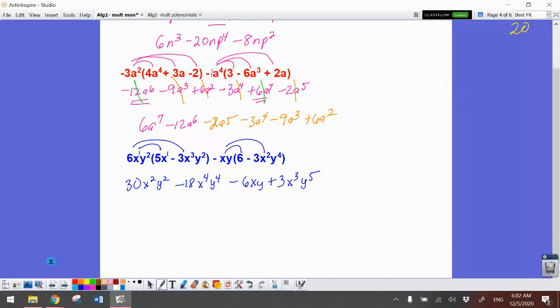Okay, we're going to put them in order by x's. So that means the negative 18x4 is going to be my first one. Then x cubed. Then the x squared. And last but not least, the xy. So hopefully you came up with negative 18x to the 4th, y to the 4th, plus 3x cubed, y to the 5th, plus 30x squared, y squared, and negative 6xy.